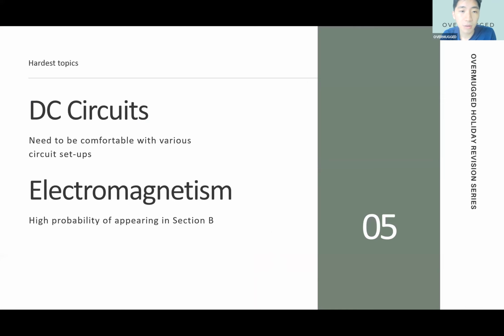In terms of the hardest topics, I would definitely say DC circuits, because you need to be comfortable with various circuit setups. It can get very complicated, which is why with my own students, I always do a lot of prelim related questions for DC circuits. Meanwhile, for electromagnetism, it has a high chance of appearing in section B, especially on the motor and application side of things. So if you are serious about getting your A1, this is the chapter you will want to pay a lot of attention to.